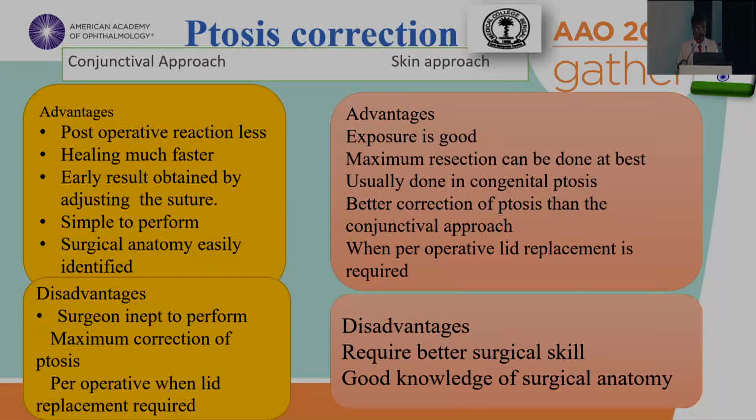Advantages of the conjunctival approach: post-operative reaction is less, healing is much faster, early result is obtained, and surgical anatomy is easily identified. Advantages of the skin approach: exposure is good, maximum resection can be done, it is best usually done in congenital ptosis, and gives better correction of ptosis than the conjunctival approach. As for operative lid height measurement, it is better seen in the skin approach.